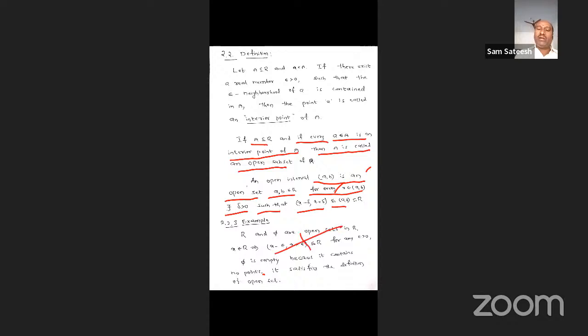X is an interior point of the open interval (a, b). There exists a small number delta greater than 0, a positive real number, such that (x minus delta, x plus delta) is a subset of (a, b), which is a subset of R. This is the definition of interior point, open subset and open interval.